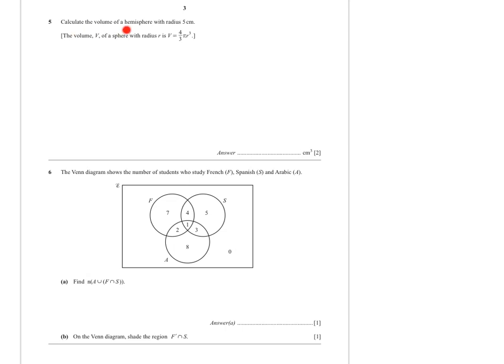They say to calculate the volume of a hemisphere with radius 5 centimeters. Now a sphere, as you know, is a football or an orange, some 3-dimensional circle. So a hemisphere is half of it. If you cut it in half, that will be a hemisphere. Now they give me the formula for the volume, which is 4/3 times pi times the radius cubed.